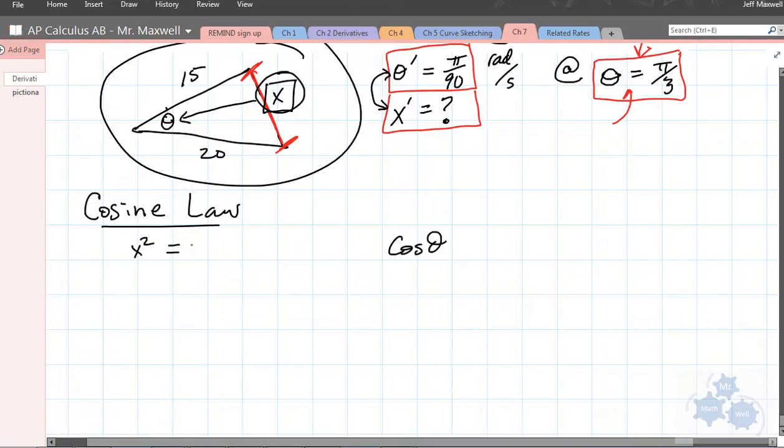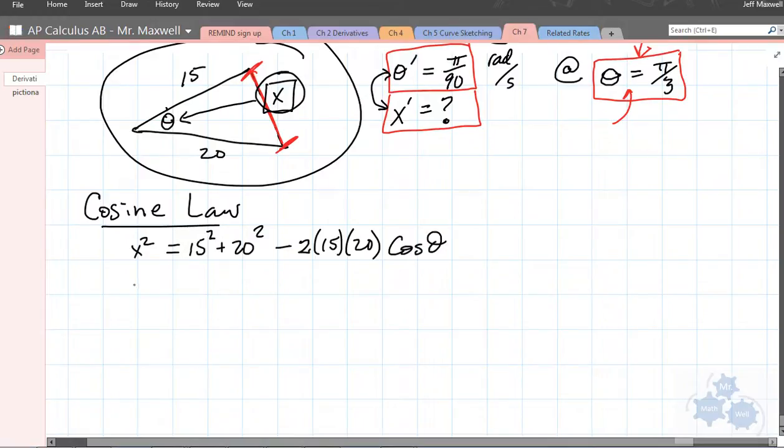What happens in between? Well, you've got 15 squared plus 20 squared. It looks a lot like Pythagoras' theorem. But because this isn't a right triangle, you have to account for that, and that's where all this other stuff comes in. So 15 squared plus 20 squared, and then it's minus 2 times 15 times 20 times cos of theta. All right? So that's the cosine law, and this is the equation that we're going to use to connect all this stuff.